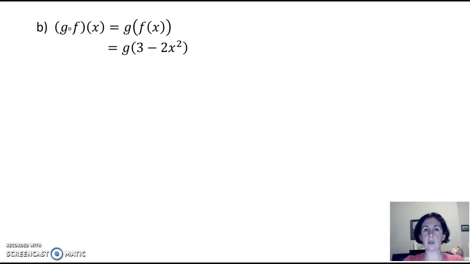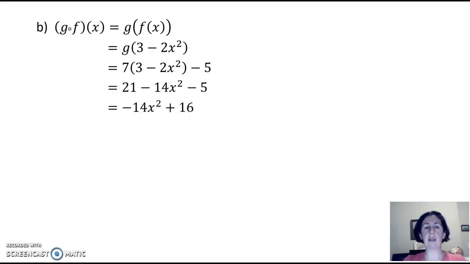So what does g do? G does 7 times your input minus 5. So 7 times that 3 minus 2x squared minus 5. Distribute our 7, combine like terms, and we get that g composed with f of x was negative 14x squared plus 16. Now, note that f composed with g of x and g composed with f of x are two completely different operations. They are not commutative. F composed with g is different than g composed with f.